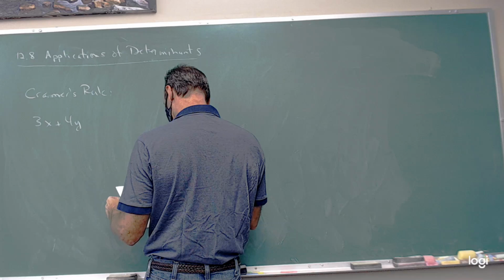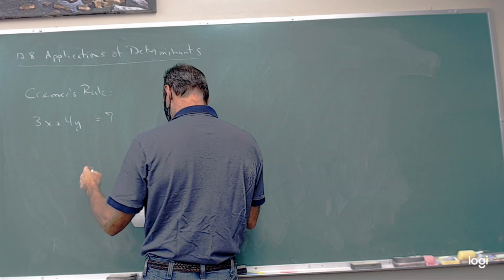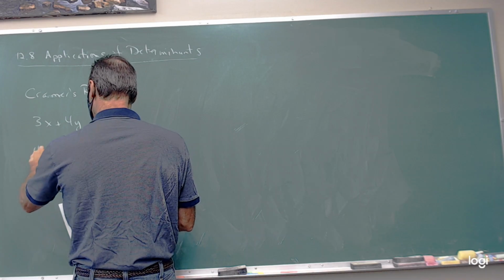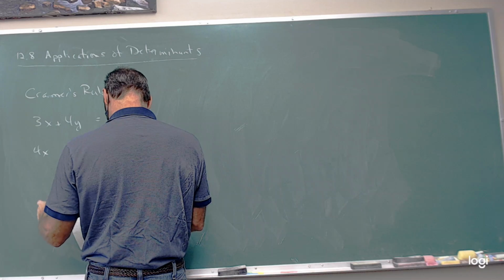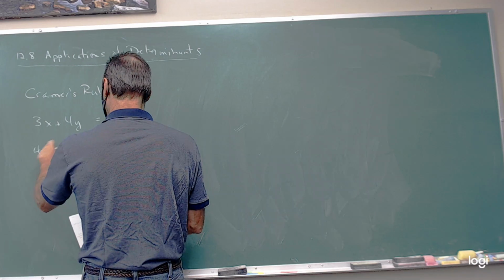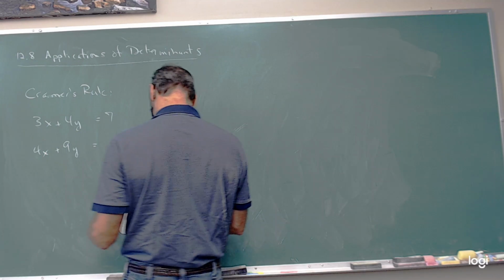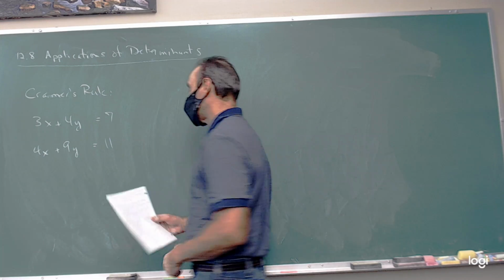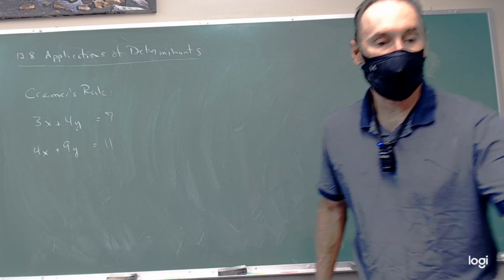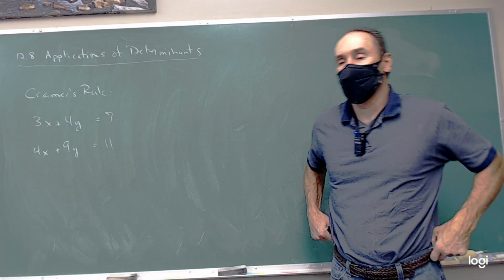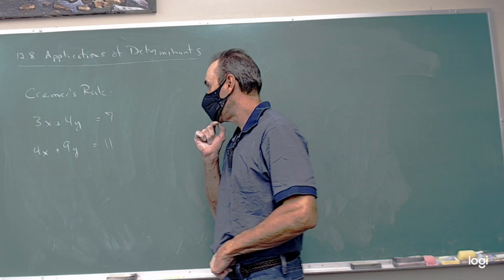So 3x plus 4y equals 7. Remember doing this in your algebra 2 days? Yes is the correct answer. And 11. I made this one have kind of messy answers just because then at least Kramer's rule seems like it has some kind of use.